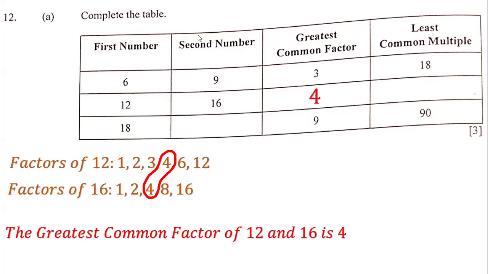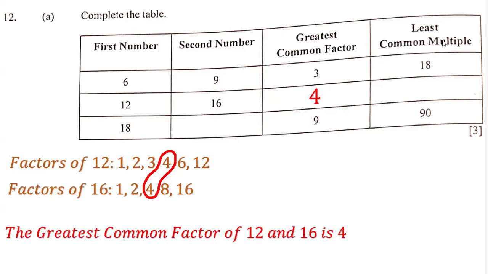Malia Major. Where's Malia Major? Yes, sir. Do you understand how you got the greatest common factor of 12 and 16? Does that make sense to you? Yes, sir. What is the greatest common factor of 12 and 16? 4. Very good. So 4 would be for this one. Now we have to find the lowest common multiple.